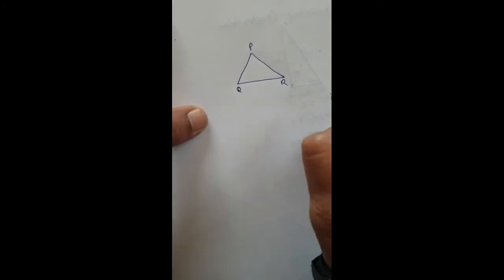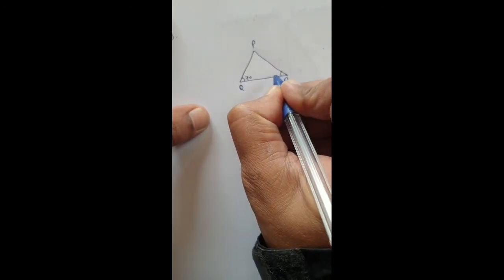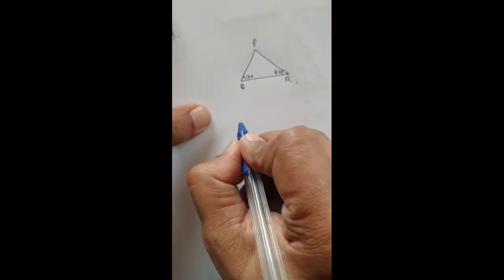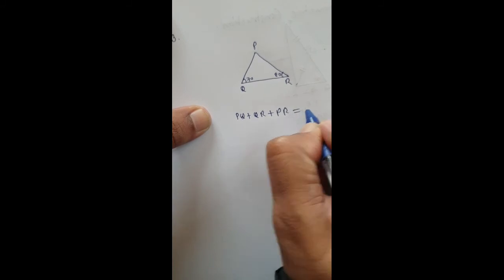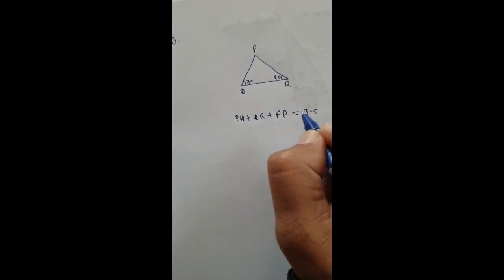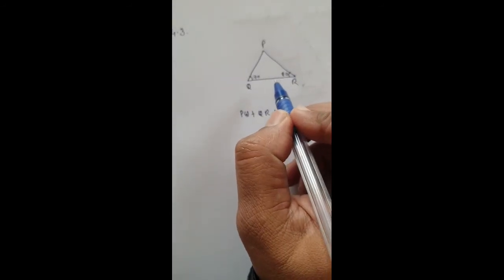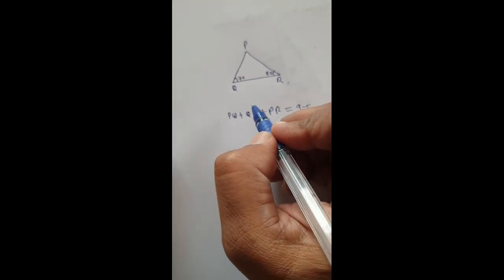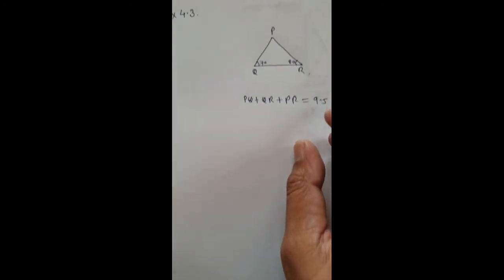PQR, in that one you are given angle PQR as 70, PRQ as 80. We are given that PQ plus QR plus PR is equal to 9.5. So in this case not a single side is given to you. So until and unless we know the base, we will not be able to construct the figure. So for that we'll do some small construction.